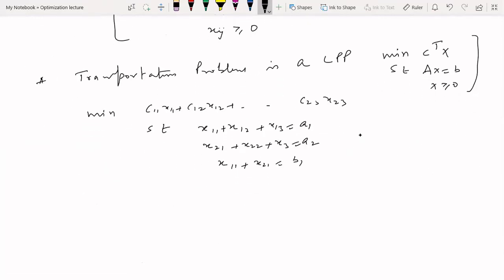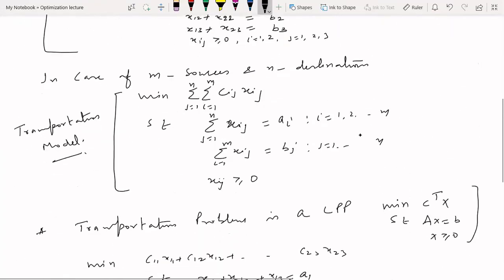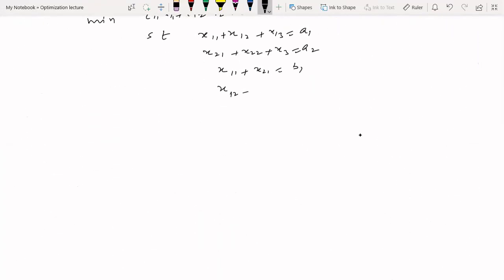equal to B1. Similarly, x12 plus x22 equal to B2. And for the third destination, I am supplying from source 1 to destination 3 and source 2 to destination 3, equal to B3, and xij is greater than or equal to 0.